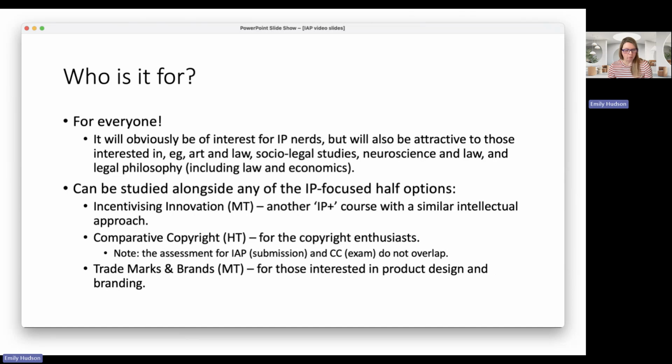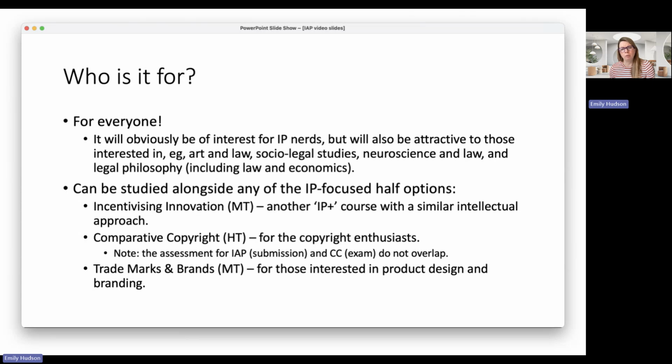So who is this course for? Well, I've said here it's for everyone. I would say that, of course. So let's drill down in a bit more detail. It's clearly of interest to IP nerds, but even if you don't classify yourself as an IP nerd, it may nevertheless be a great course for you. So if you're interested in the creative industries, if you're interested in particular in art and design, but indeed any of the other creative industries, I think this course will be of interest.